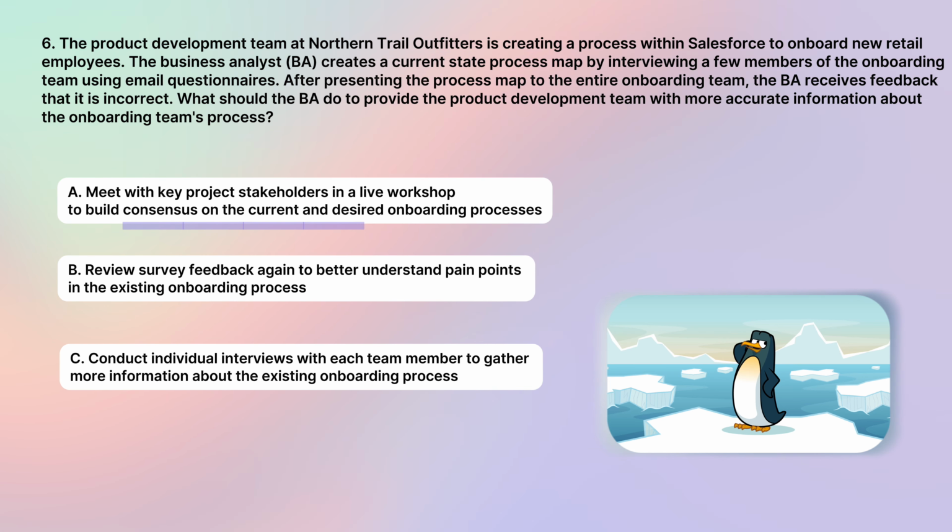A is the correct answer because it suggests a collaborative approach to gathering accurate information about the onboarding process. By meeting with key project stakeholders in a live workshop, the BA can ensure that all team members are involved in the process, which can help build consensus and clarify any misunderstandings. Option B is incorrect because it only suggests reviewing survey feedback, which may not be sufficient to capture all aspects of the onboarding process. Option C is also incorrect because it only suggests conducting individual interviews with each team member, which can be time-consuming and may not provide a comprehensive understanding of the process as a whole.